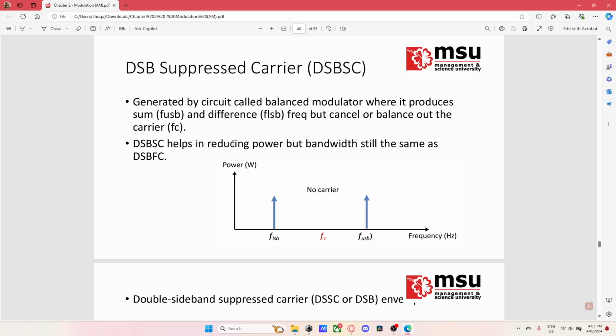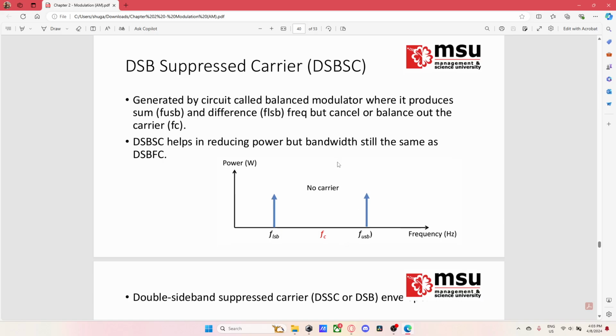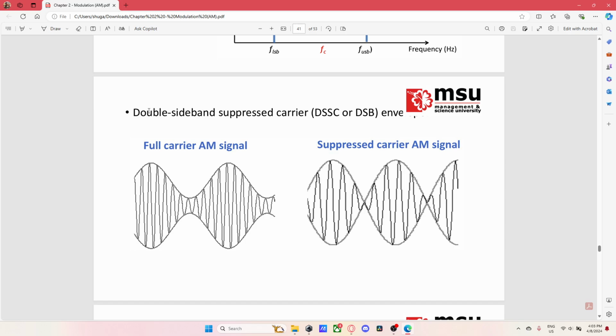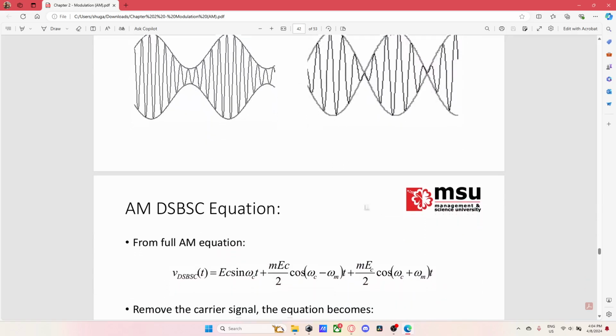So it helps by reducing power, but the bandwidth is still the same as DSBFC, double sideband full carrier. It is still the same, but here we have removed the FC. There is no frequency carrier here. So this is what the signal should look like if the FC is removed or suppressed. This is a full carrier AM signal, while this is a suppressed carrier. It looks smoother over here. This is the difference between these two signals.